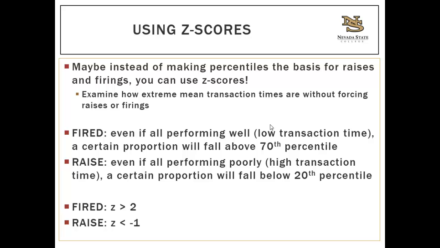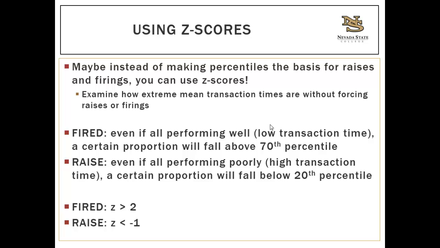So you can think about how extreme scores are without forcing raises or firings. So if you think about it, even if everybody in, for example, Chase Bank on Green Valley Parkway, even if they all perform pretty well, there's going to be some of them that fall above the 70th percentile. There's always going to be, for example, 30% of employees that fall above the 70th percentile, even if all the scores are pretty good and pretty close together. So people are going to get fired even if they're doing well.